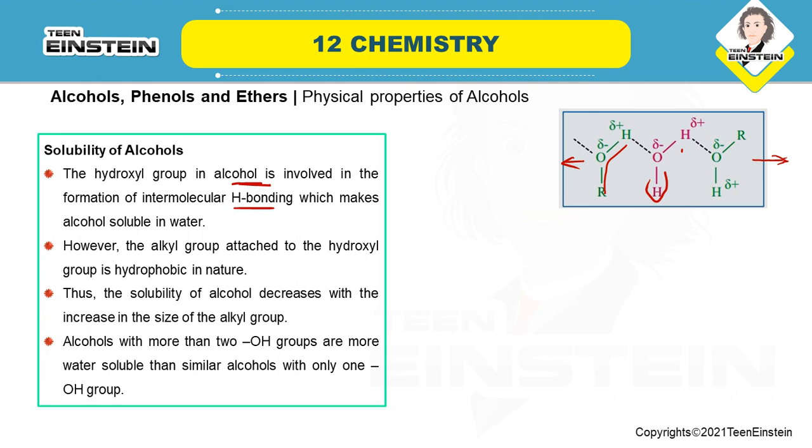Now this oxygen is taking part in hydrogen bond formation with the H of one alcohol, and the hydrogen of water is also taking part with the oxygen of another alcohol. So in this way a chain can be formed. Because of this type of interaction, alcohols are soluble in water.